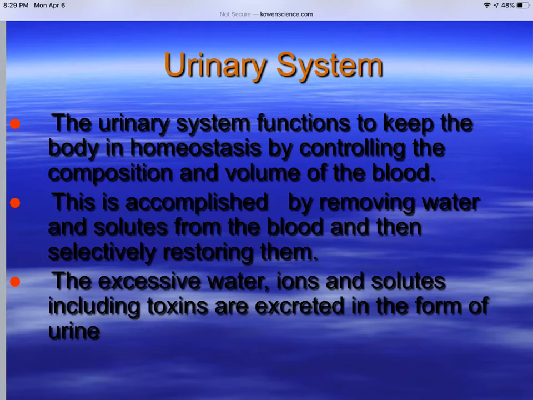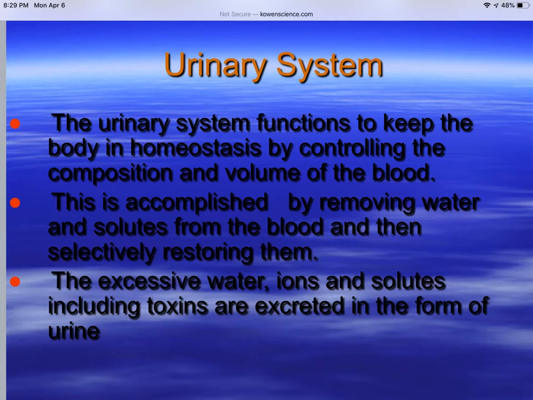So the entire purpose of the urinary system is to keep the body at homeostasis, that steady body state. The urinary system does this by controlling the composition and the volume of the blood. For example, do you ever wonder where urine comes from? Urine is the waste that's removed by the kidneys from the blood.